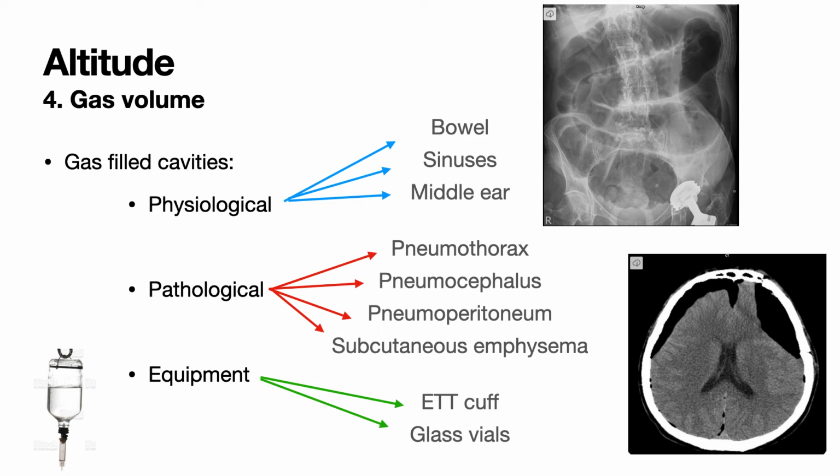And the thing with the glass vials, which things like sodium bicarb and dextrose and albumin sometimes come in, is that the air above the solution in that glass vial will expand as you increase altitude, and so you just have to be careful with your infusion rates, because that could increase the infusion rate if you're not paying close attention to it.